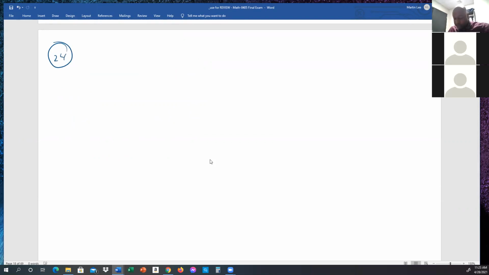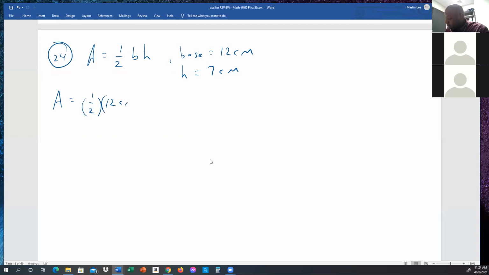Find the area of a triangle with a base of 12 centimeters and a height of 7 centimeters. So area of a triangle is 1/2 the base times the height. And they tell us the base is 12 centimeters and the height is 7 centimeters. So now let's substitute. Area equals 1/2 times the base times the height.